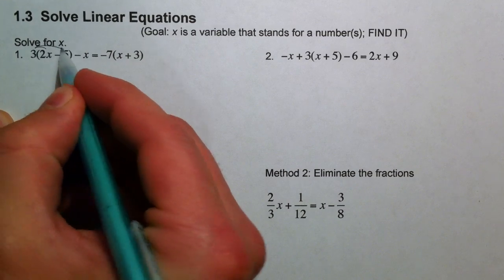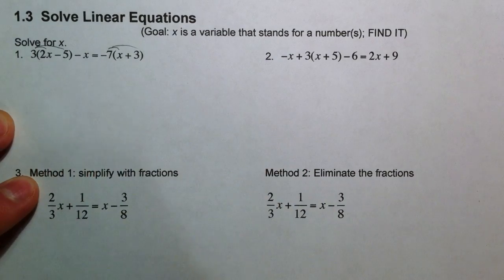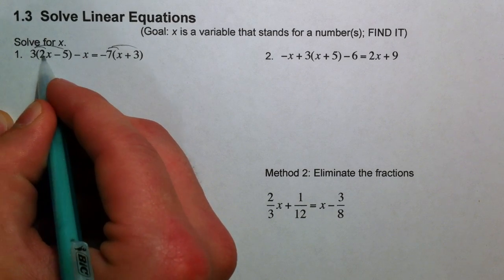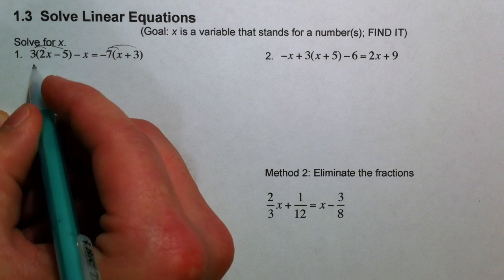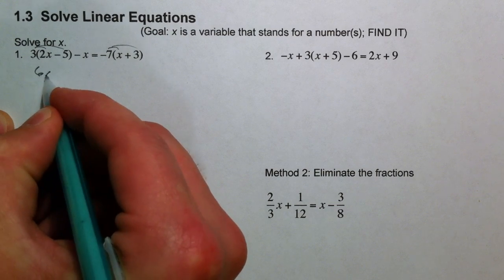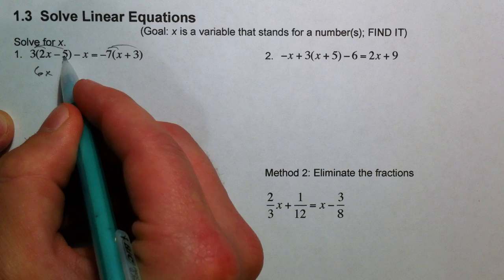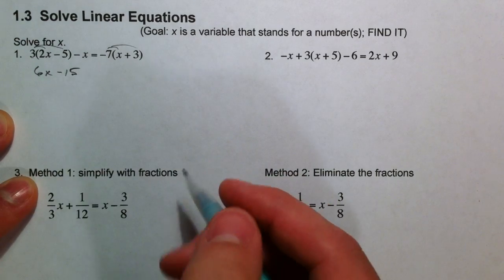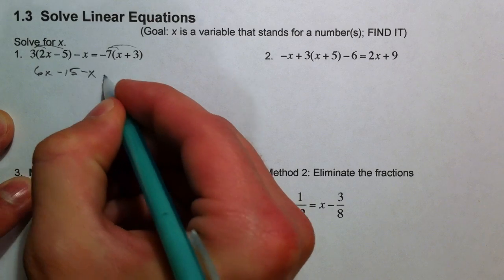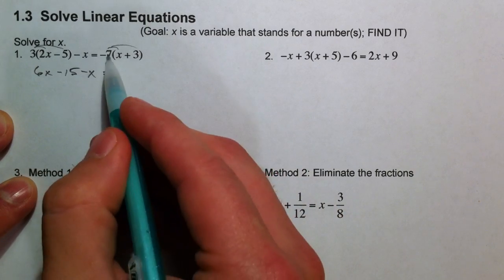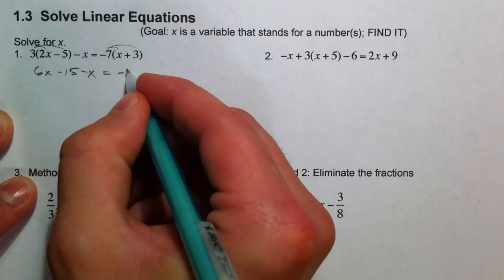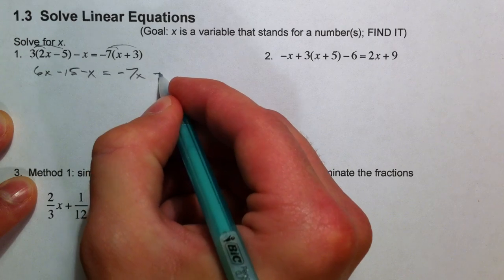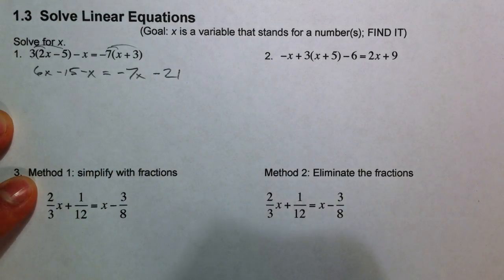So let's start by simplifying left and right hand side here. So we distribute the 3. Remember that when we write it next to it here, this means multiplication. So 3 times 2x is 6x. And then 3 times a subtracted 5 is going to be subtracted 15, negative 15. And then that minus x is still there. Now negative 7 times x is negative 7x. And negative 7 times 3 is a negative 21.